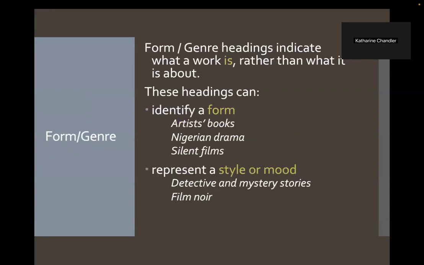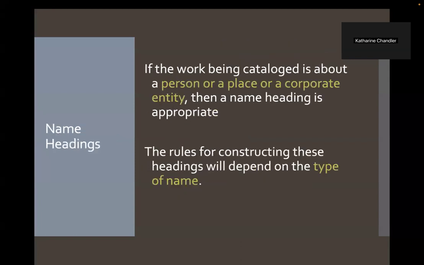Form and genre headings indicate what a work is rather than what it is about. So these headings can identify a form like artist books or Nigerian drama or silent films, or recognize a style or mood like detective and mystery stories or film noir.